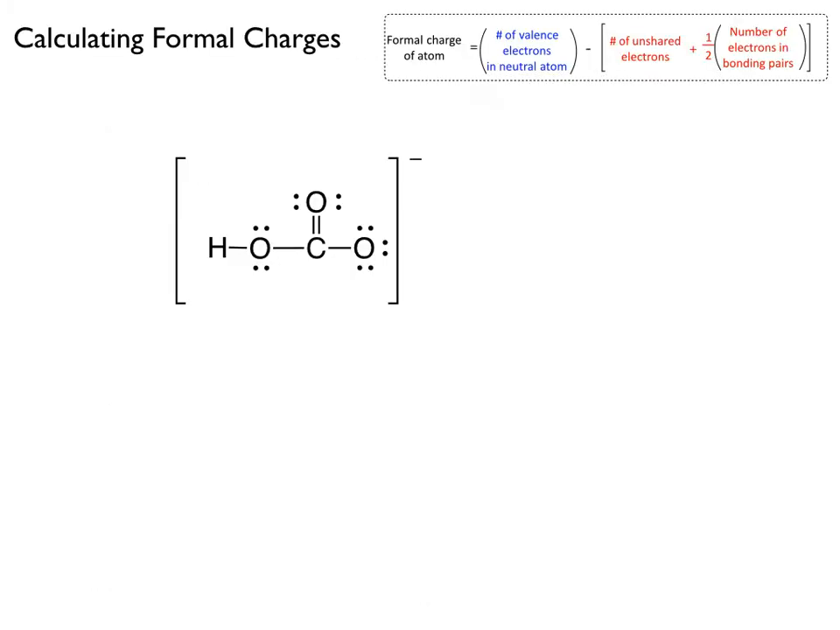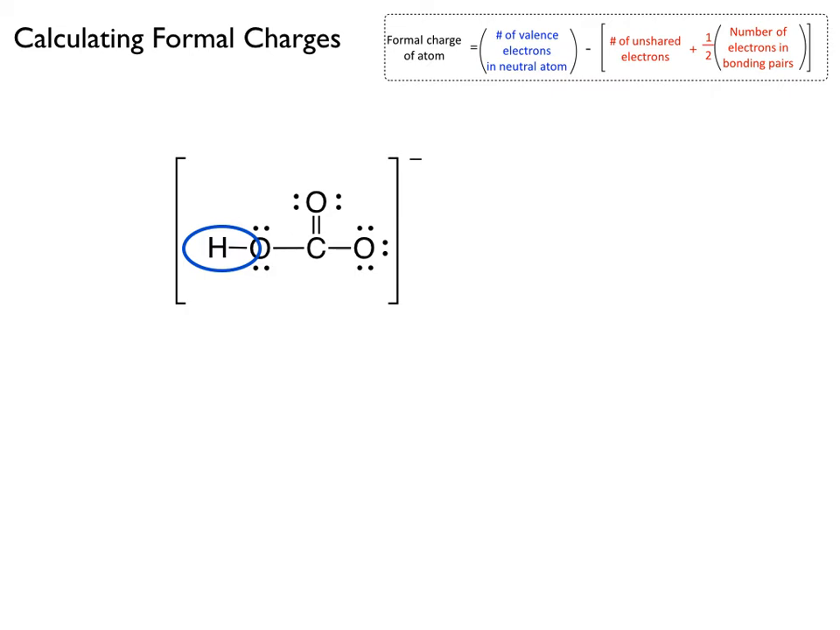So let's go through a couple of examples to help this make sense. Let's go back to that bicarbonate example. I have one of those resonance structures shown, and let's calculate the formal charges on all of our atoms in this structure. We'll start off with this hydrogen atom. Let's calculate the formal charge on hydrogen.